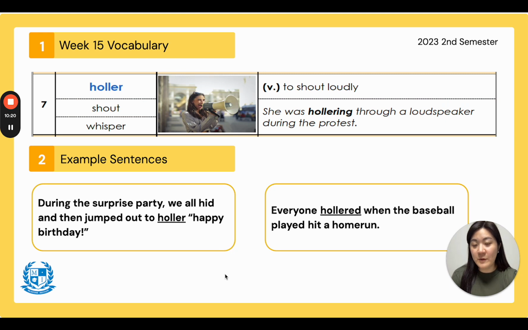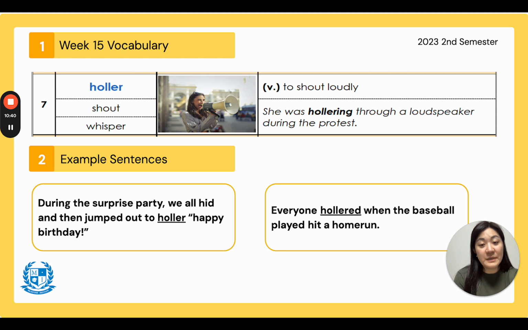Number 7, everyone say holler. Holler. And the synonym is shout. And the antonym is whisper. It is a verb and it means to shout loudly. The example sentence is, she was hollering through a loudspeaker during the protest.